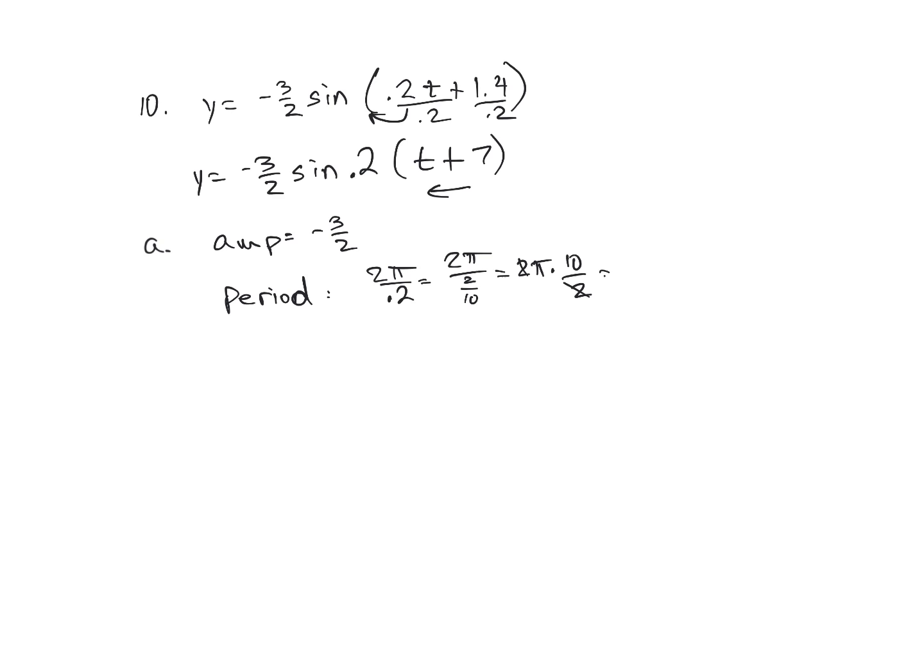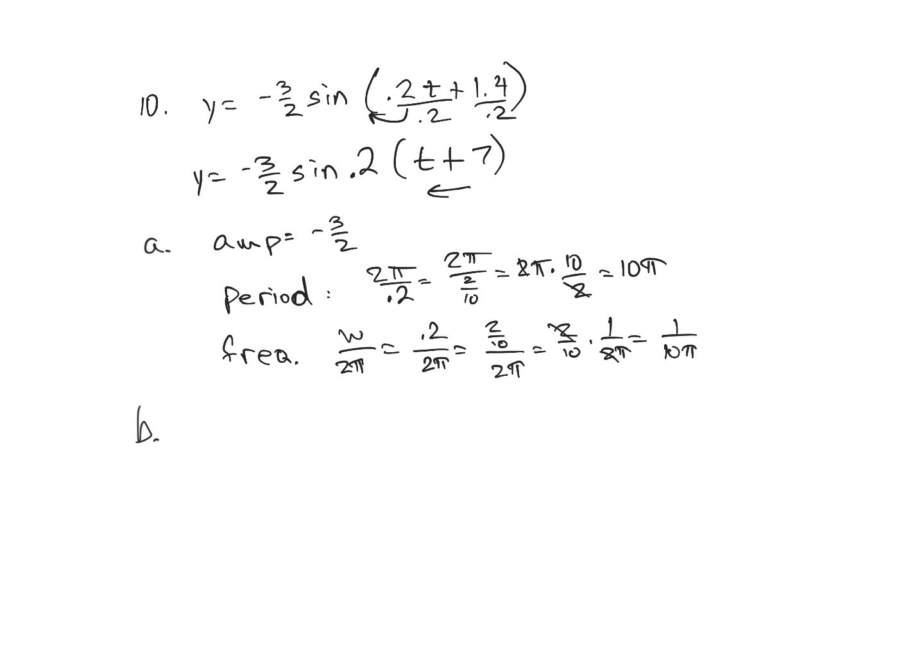And we get 10 pi. That's our period. For the frequency, just flip this over: w over 2 pi again is frequency, and that's 0.2 over 2 pi. 2/10 over 2 pi, a fraction inside of a fraction. The 2's reduce out, and it's 1 over 10 pi, our frequency. And then part B, we graph it.